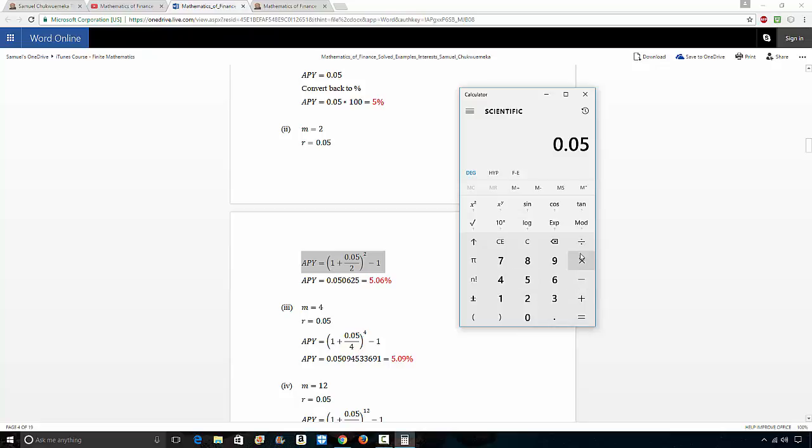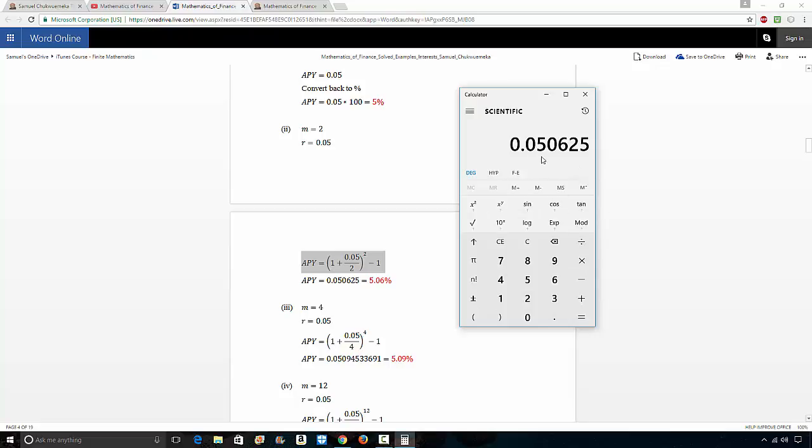0.05 divided by 2 equal to, then plus 1 equal to, then squared. With squared, you can do x to the power y and press 2, or you can just press x squared right away. Then minus 1 equal to.